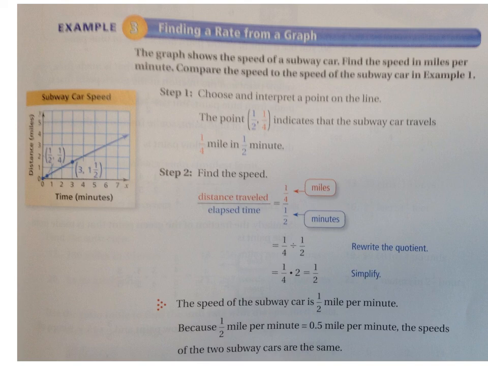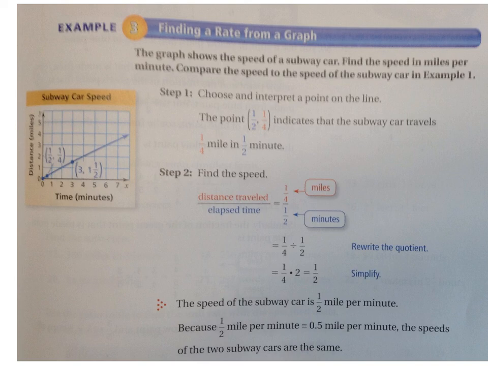Now we're going to look at example 3. We're going to find a rate from a graph. The graph shows the speed of a subway car. So we need to look at this graph. It's got the distance going up and down and the time going back and forth. The time is in minutes, and the distance is in miles. Then it says find the speed in miles per 1 minute. After we do that, we're going to compare the speed of this subway car to the one in example 1.